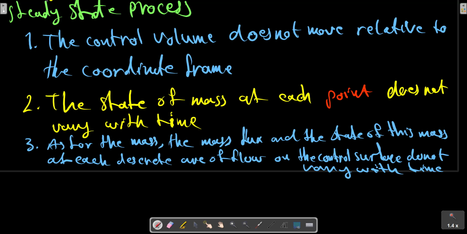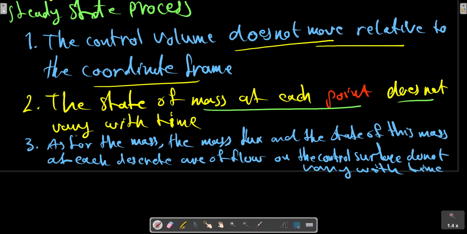It is a steady state process. The control volume does not move relative to the coordinate frame, and the next point is that the state of mass at each point does not vary with time, and the mass flux also, and the state of this mass does not vary with time.